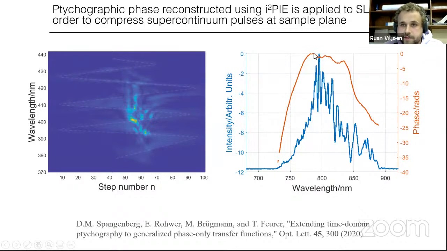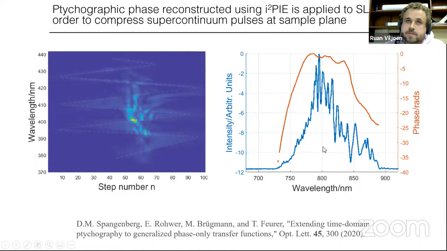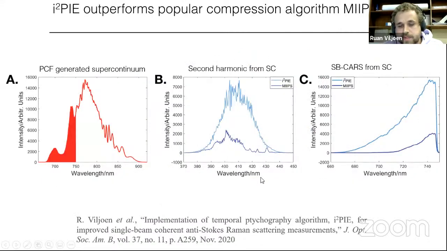If we know the supercontinuum's phase, then we can use the SLM again to make it flat, which is a flat phase, and a flat phase then corresponds to a compressed pulse. We also tested this method by comparing it to a different well-known and widely used technique called MIIPS. We took the supercontinuum spectrum, which looks like this, took a portion of it, compressed it using I²π and MIIPS, and had it focused on a BBO to generate a second harmonic spectrum.